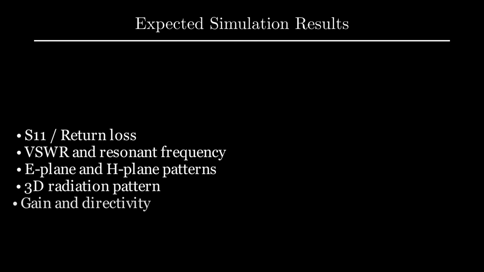After running the simulation, HFSS provides several key results that help us evaluate the antenna's behavior. The S11 curve shows whether the antenna resonates at the desired frequency. We can also check the VSWR, the three-dimensional radiation pattern, and the E-plane and H-plane cuts. HFSS also provides the antenna's gain and directivity. These results allow us to assess the performance and make adjustments when necessary. This completes the introduction, and we can now move on to the detailed step-by-step HFSS demonstration.